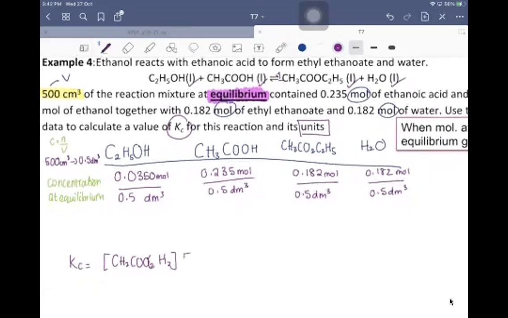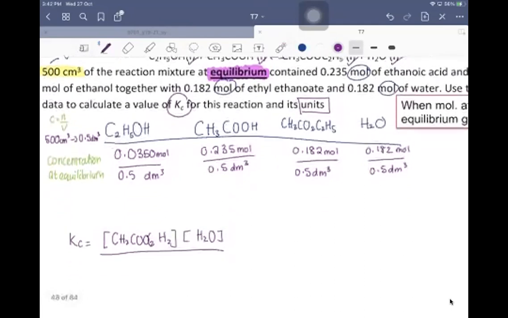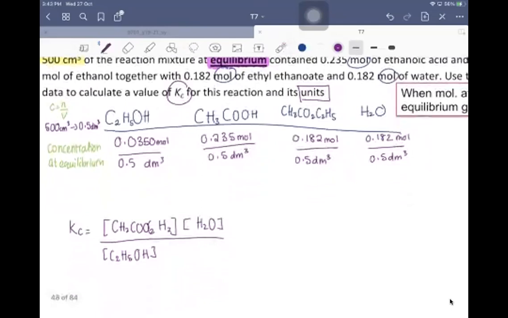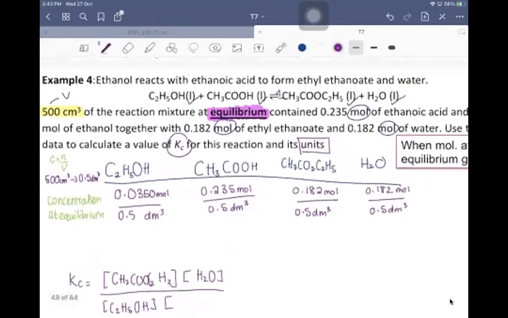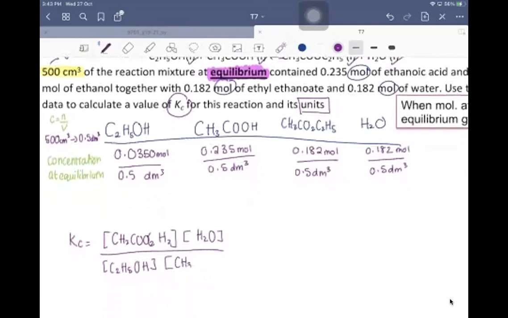Okay, next is the concentration of H2O raised to the power of 1. That's your products over the concentration of your reactants, which is your ethanol, also raised to the power of 1 because the mole ratio is 1, times the concentration of ethanoic acid, CH3COOH. Okay, to work out the units, same thing.